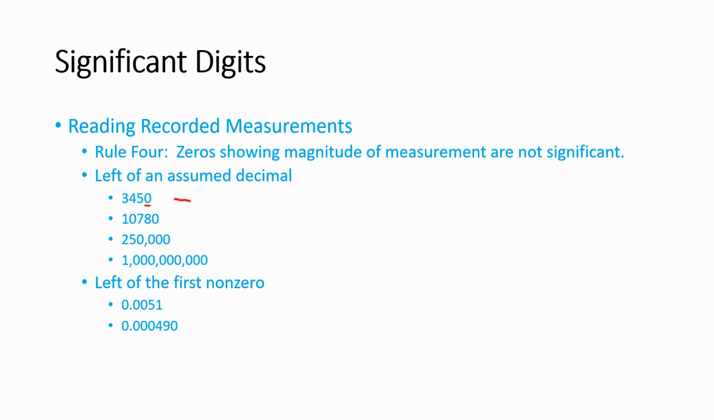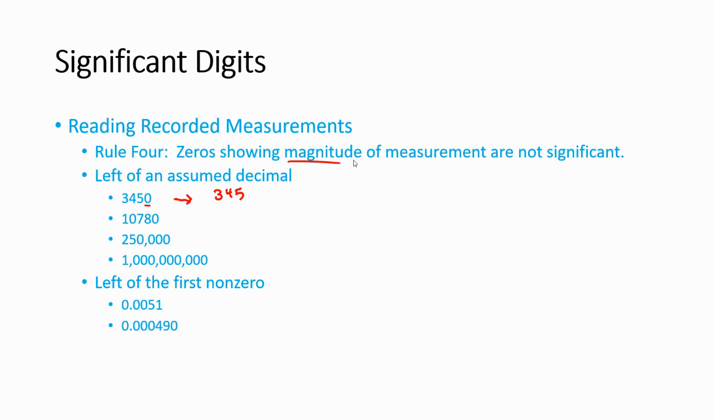Here's how I'm going to tell. What if I just got rid of that zero and I wrote down 345? Would it be the same number? It's obviously not the same number. This is a number in the hundreds and not in the thousands. That's what we mean by magnitude, okay?